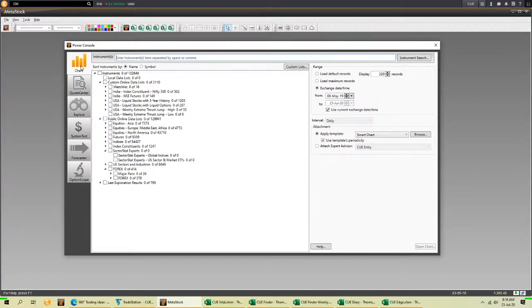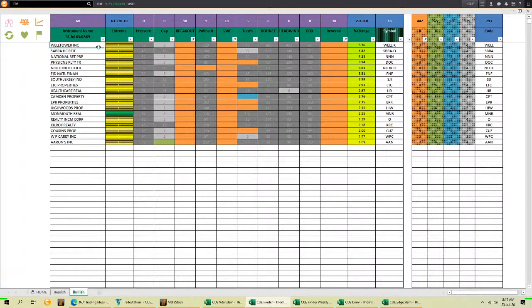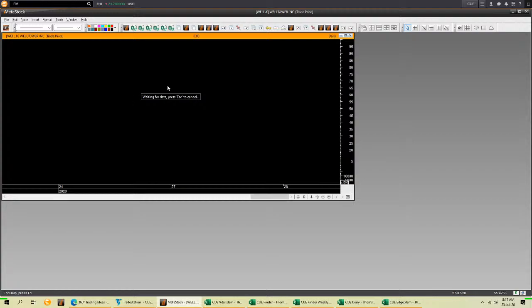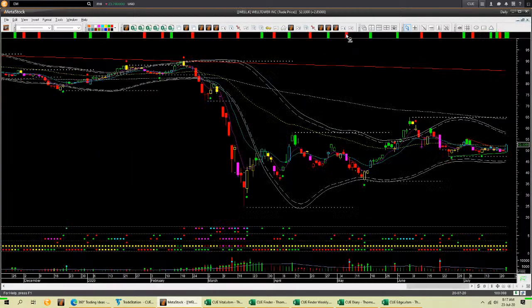So I am on the chart application. My cursor is in the instruments box. Now I can go to any of the Q Zenith tools, Q Vital, Q Index, Q Edge, or Q Finder as I'm using now. I may put my cursor anywhere on the stock row, Well Tower, and click the chart icon. It is going to open the chart with my default setting.